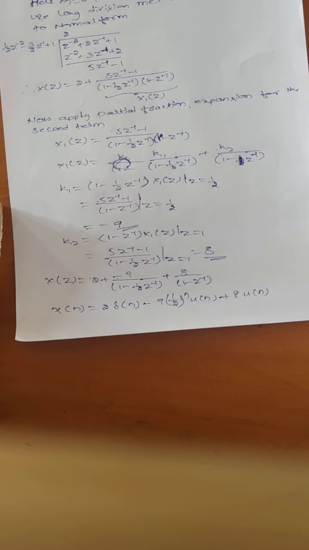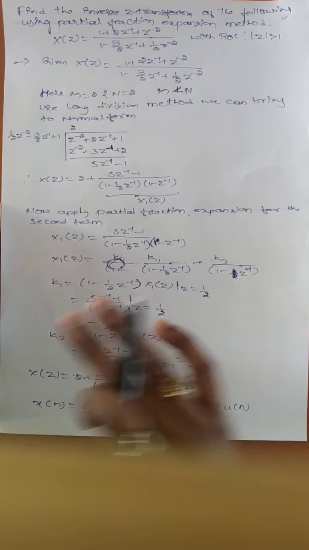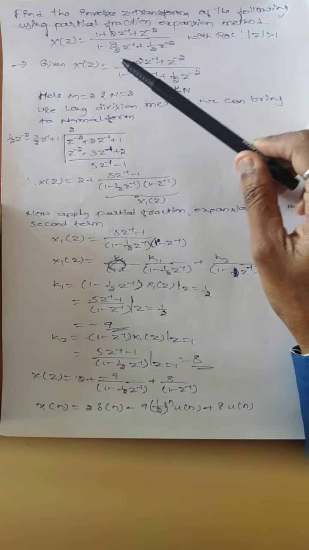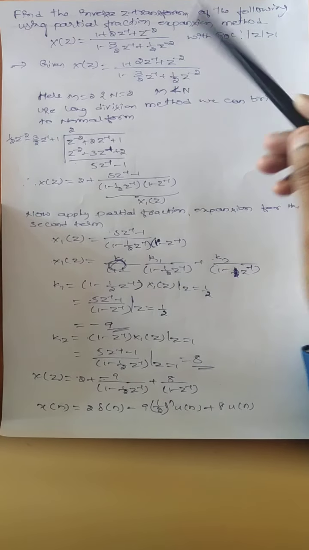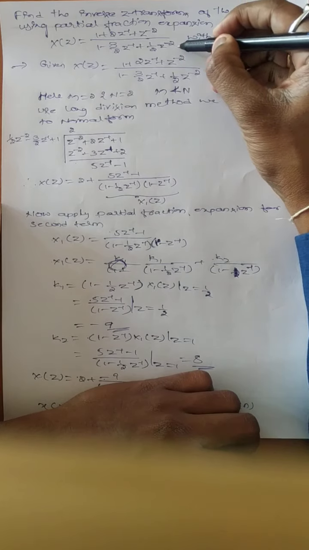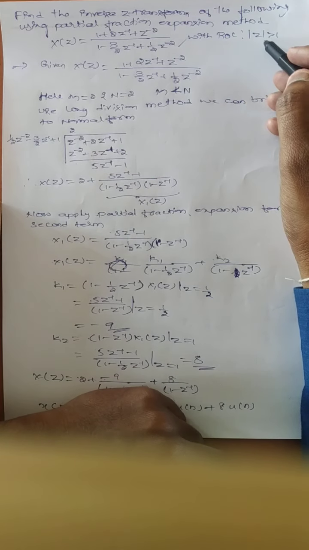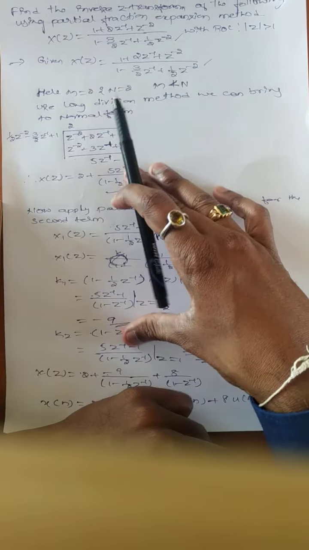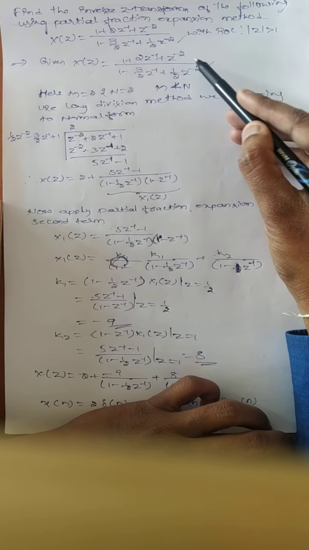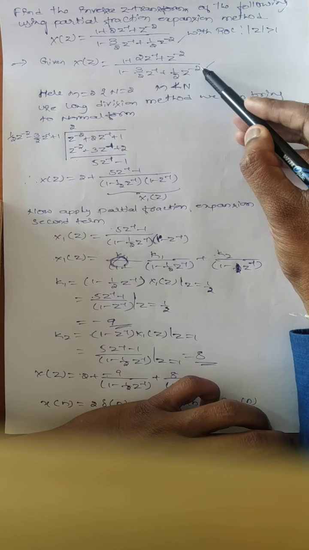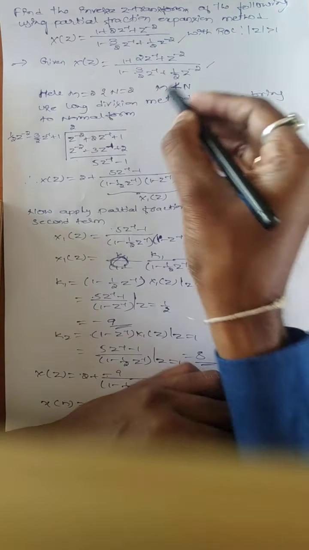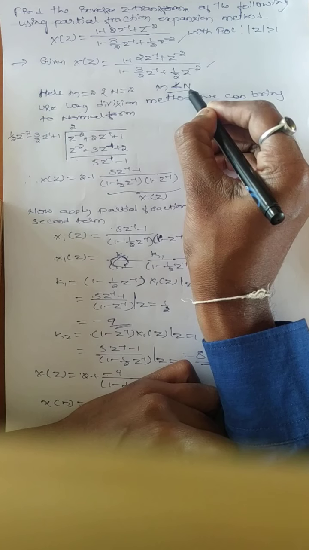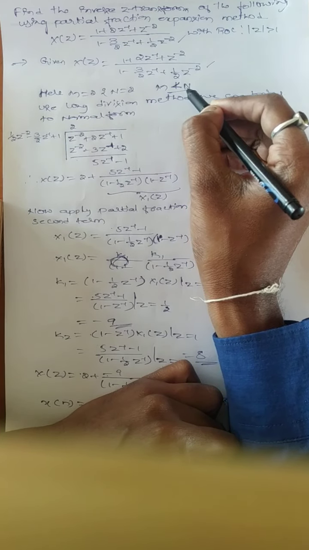Now we'll go for the second problem. Find the inverse Z transform of the following using the partial fraction expansion method. This is the given equation. Look at the ROC, mod Z greater than 1. Here look at the highest power. The highest power is 2 in the numerator and also 2 in the denominator. That means m is not less than n.